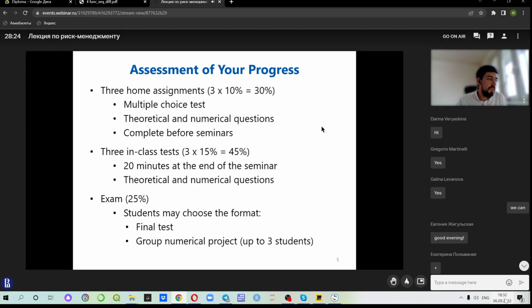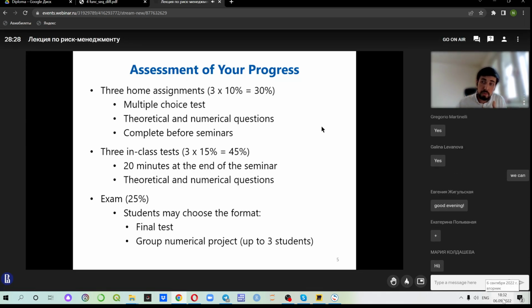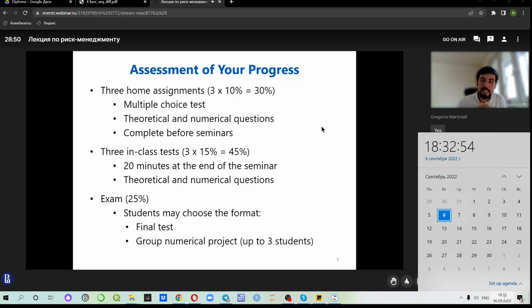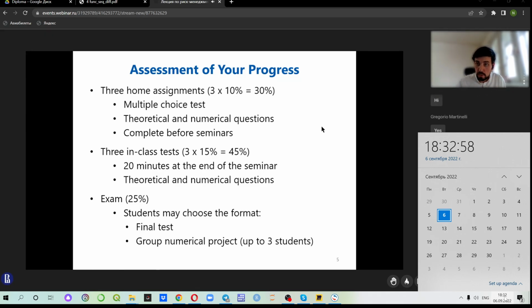Another option, students may form little groups of up to 3 students, up to 3 teammates, and work on a small numerical project. So those who choose this option are going to be offered technical requirements and data on one of those kinds of risks that we're going to cover, either market risk or credit risk. And they will be asked to apply the entire algorithm that we cover in this course to the assessment of this kind of risk. So I'm going to provide you with a data sample and some technical directions.